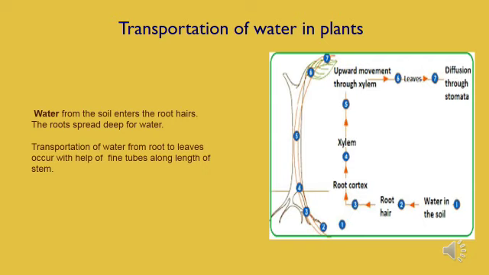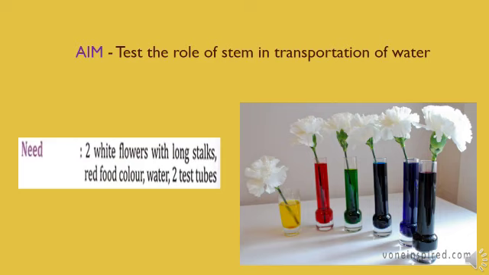The transportation of water from the roots to the leaves occurs with the help of very fine tubes which run along the stem of the plant. Normally, these tubes are known as xylem tissue. Further, they are connected with the veins in the leaves, which are the site of food production. We can also show that the stem transports water by a simple activity.